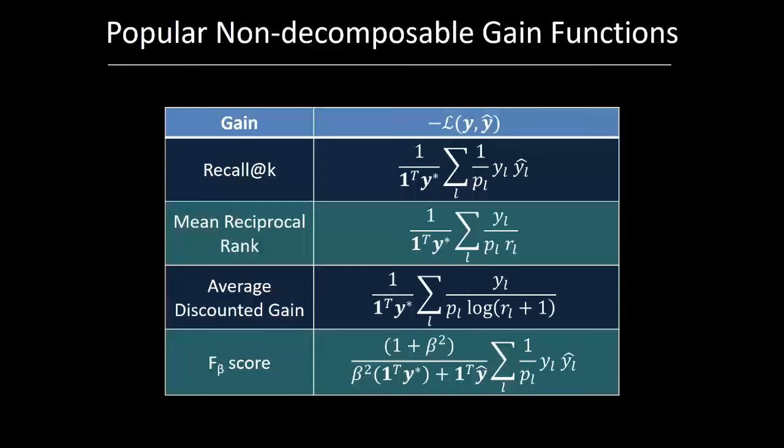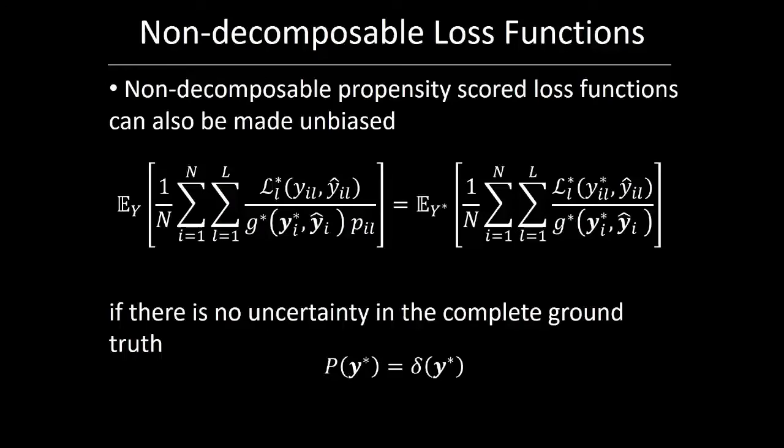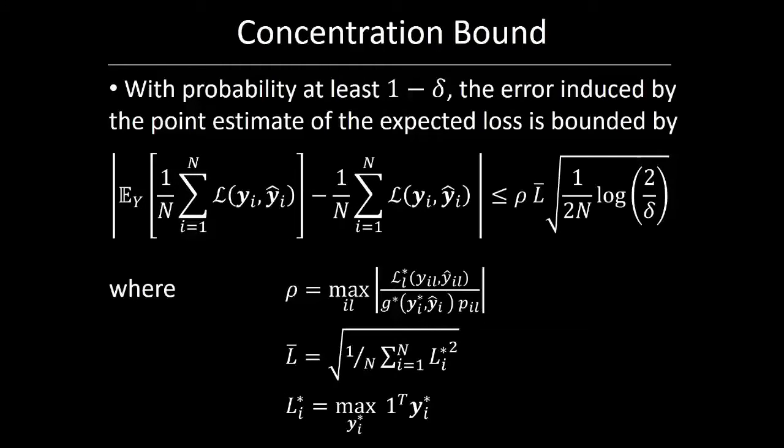Sorry. So as I was saying, there are many other loss functions, such as recall, the mean reciprocal rank, average discounted gain, and the F score, where the loss function is actually not decomposable. For such losses, we have an equivalent theorem which states exactly the same thing, but needs to make one extra assumption, which is that the probability distribution over the complete ground truth is a delta function. Okay? So I'm going to skip over the concentration bounds in the interest of time.